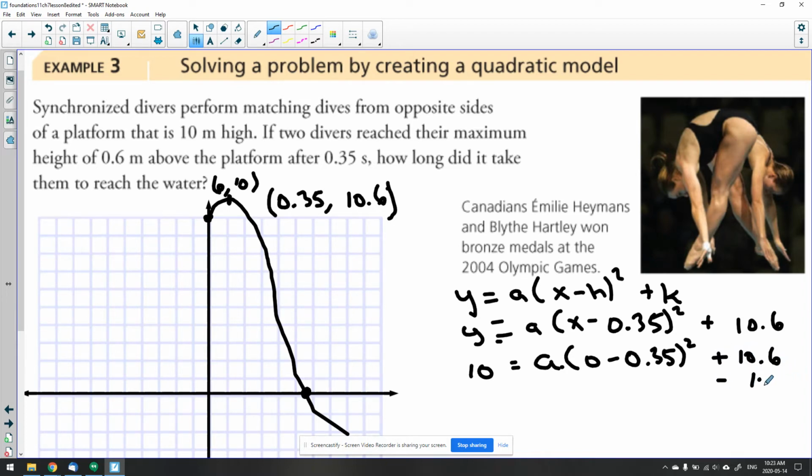So we're going to subtract 10.6 from both sides. So negative 0.6 is equal to a times whatever 0.35 squared is. So let's grab a calculator. 0.35 squared is 0.1225.